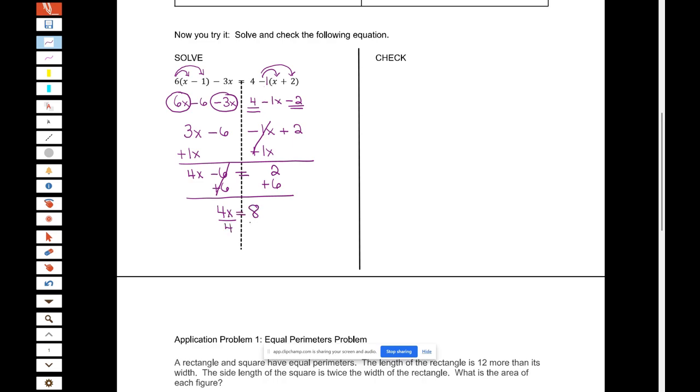Finally, I divide to get the variable isolated. I get x is 2. So now we need to check that answer. I need to take my answer of 2 for x, and I need to put it in place of every x in the equation. So I'm going to write 6 parentheses. I'm going to leave a space to put my value of x in.